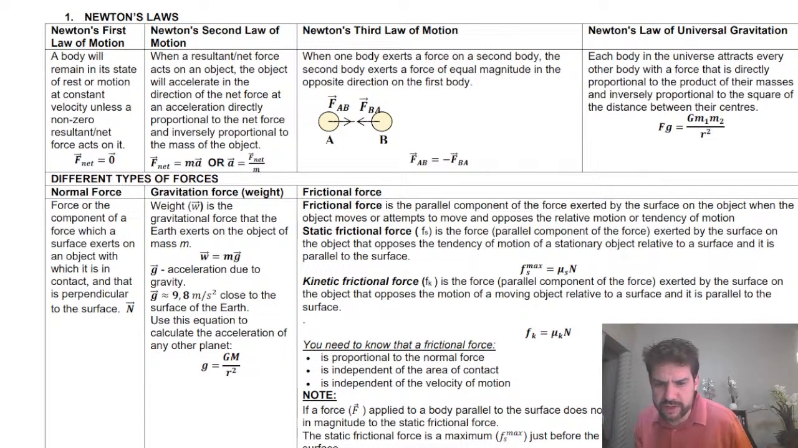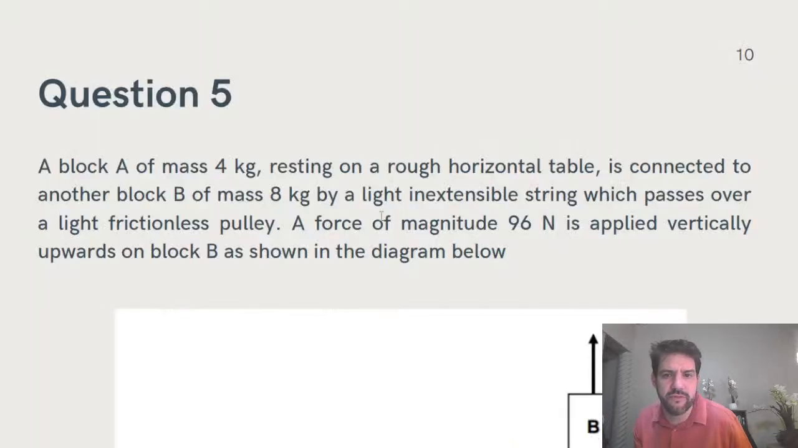Let's go to the question. Let's answer the question. I hope you did answer this question before you join. It is important to try to do it before you join. Okay? So the question says: a block A of mass 4 kg resting on a rough horizontal table is connected to another block B of mass 8 kg by a light inextensible string which passes over a light frictionless pulley. A force of magnitude 96 Newton is applied vertically upward on block B.